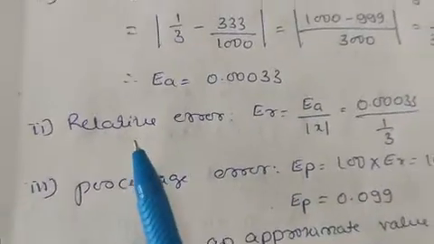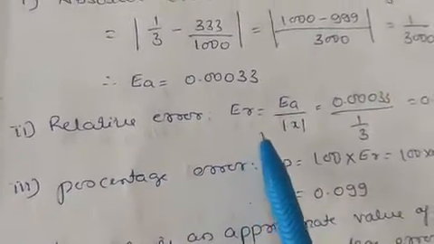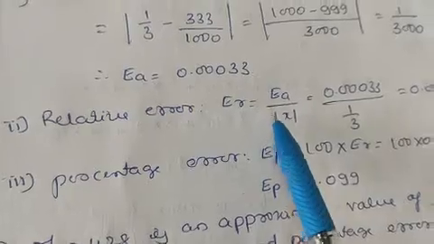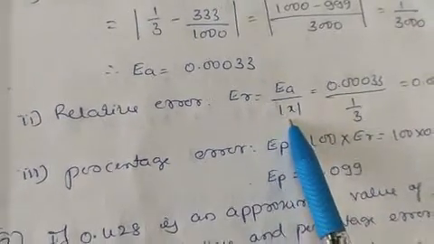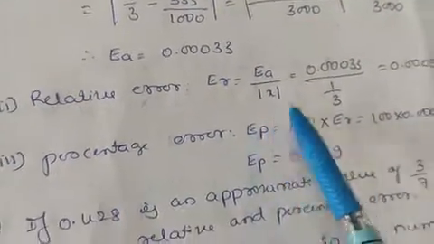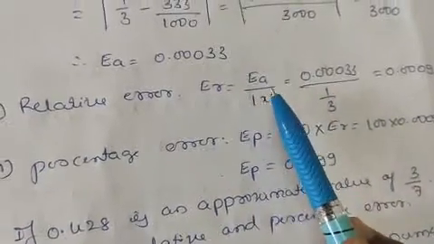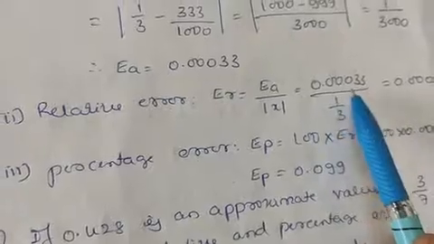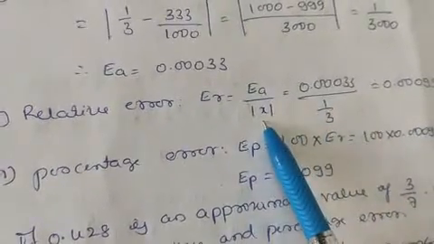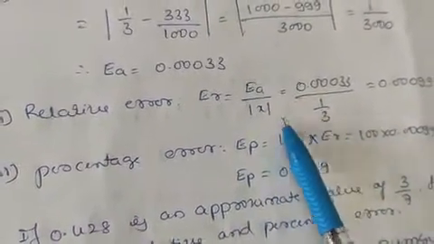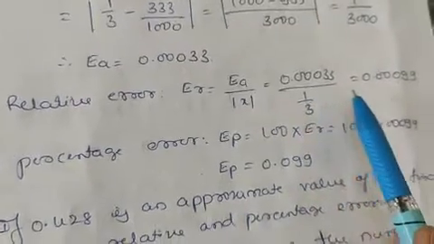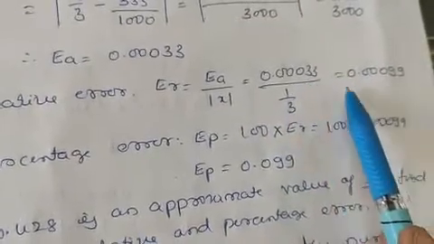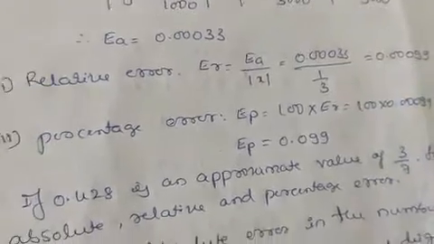Next one is relative error. We know relative error is equal to absolute error divided by mod x. In the previous definition you have seen this. So it is equal to the absolute error we have just calculated, 0.00033, divided by mod x. Mod x is the exact number, that is 1 by 3. Take the reciprocal of this and multiply, you will get 0.00099.